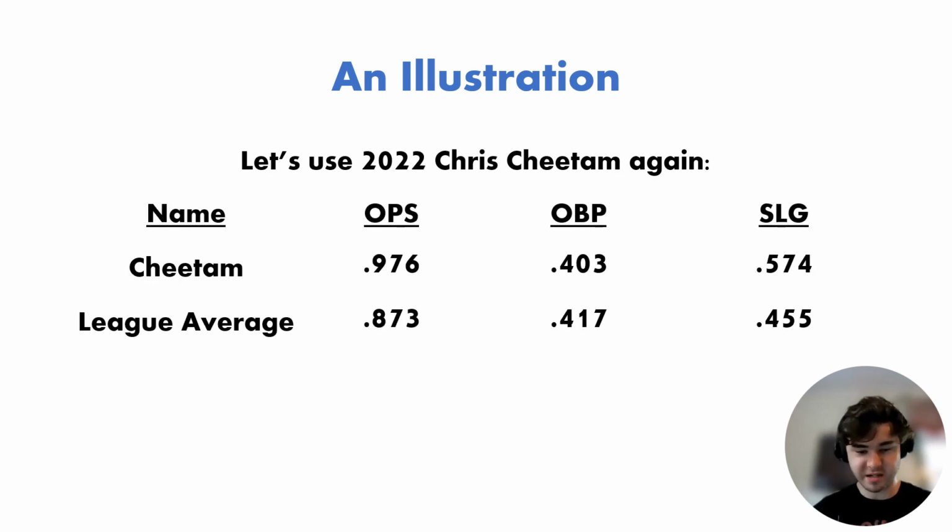So let's use Cheatham as an illustration again. Cheatham's OPS was 976, his on base was 403, and his slugging was 574. His OPS was well above the league average, his on base was slightly below, and his slugging was way above. How does that translate to OPS plus?